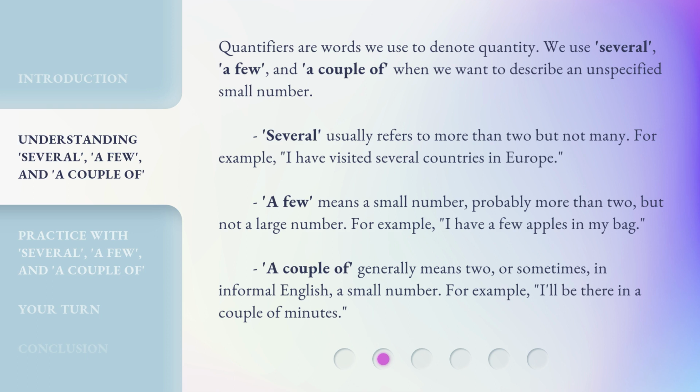A few means a small number, probably more than two, but not a large number. For example, I have a few apples in my bag. A couple of generally means two, or sometimes, in informal English, a small number. For example, I'll be there in a couple of minutes.